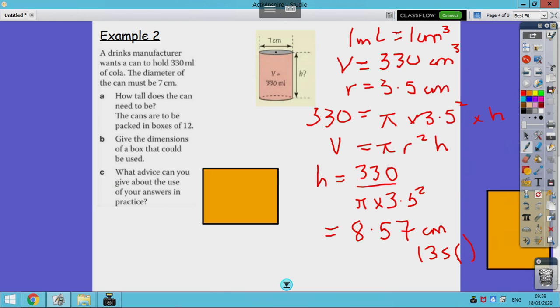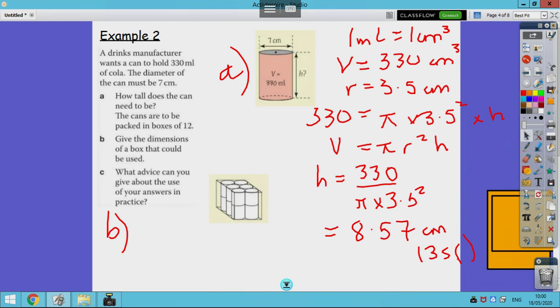Now, give the dimensions of a box that could be used. That was all part A up here; part B is down here. Here is an example of a box that could be used. The cans need to be packed in boxes of 12, like it says here. So we need to think about what the height, the length and the width of the box would be.